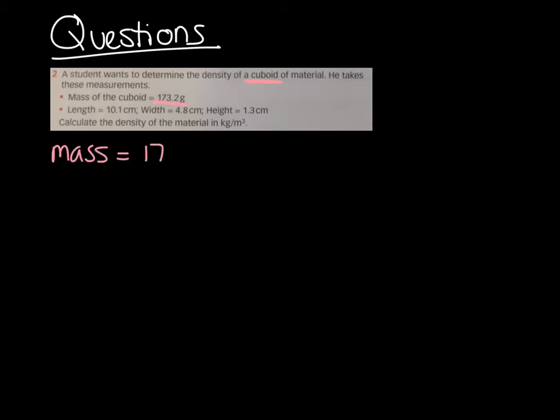Mass equals 173.2 grams, but it can't stay in grams, it's got to go into kilograms, so I'm going to convert that now. I've got 1,000 grams in a kilogram, so I'm going to have 0.1732 kilograms.